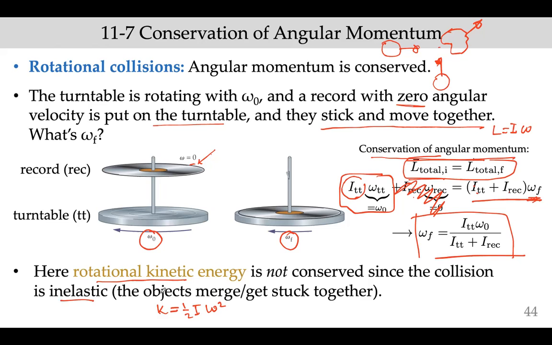Here, inelastic means, remember, in the case of the cars, in the linear case, it will be like objects getting together, sticking together. In this case, it's the same thing. The objects stick together, so they start moving together. And this is an inelastic angular collision because the objects merge or get stuck together. So in this case, the rotational kinetic energy is not conserved.